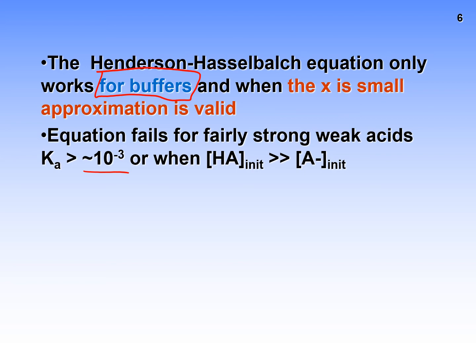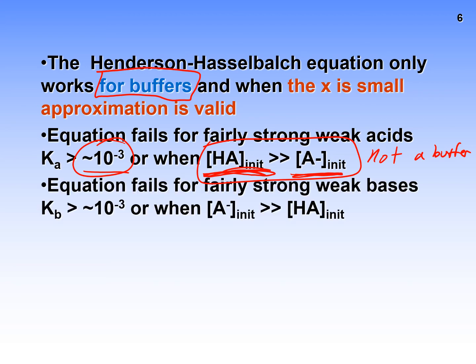The equation won't work when your Ka is larger than about 10 to the negative 3 or when we have a significantly larger concentration of HA to A minus. This statement here is basically saying not a buffer, right? Because if you don't have significant concentrations of both of these, then you don't have a buffer. Also, if your Kb is larger than 10 to the negative 3, or when these two are significantly different from each other, again, this is basically saying not a buffer. These are when our equation just will not work.